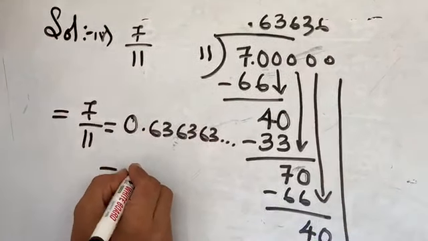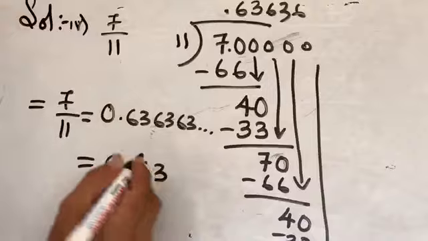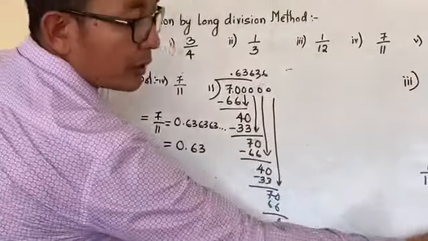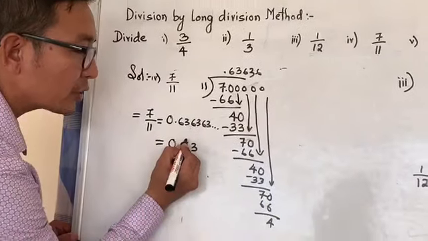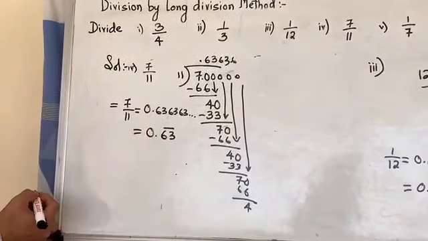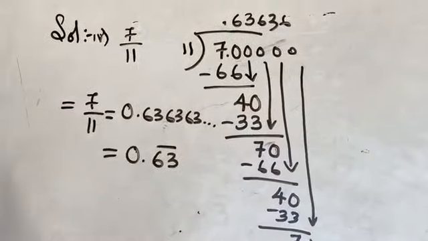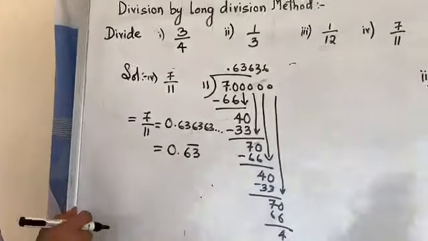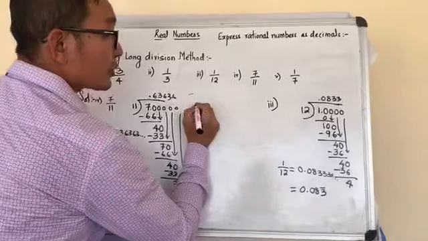This can be written as 0.63 with the digits repeating, so we place a bar over the repeating digits. So this is how we get 7 by 11 is equal to 0.63 with a bar.